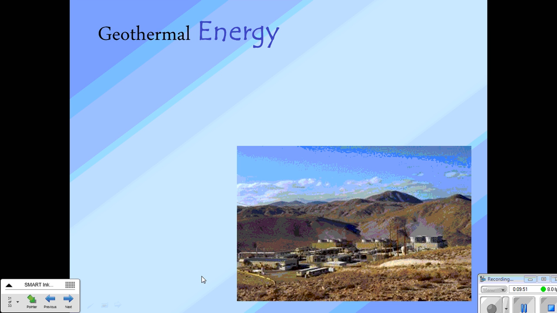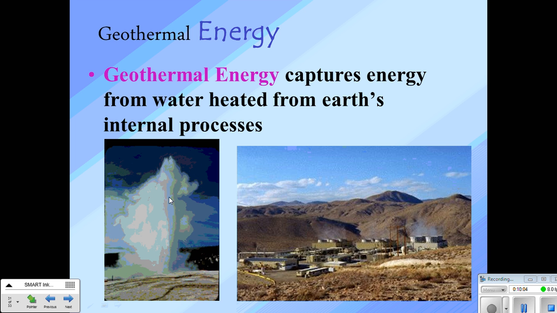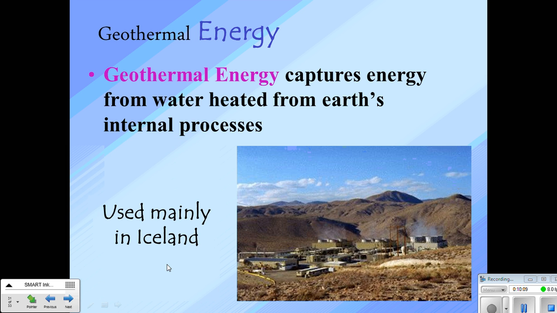Geothermal energy. Geothermal energy captures energy from the water heated from Earth's internal processes. Remember, we've talked about the deeper you go down in the Earth, the hotter it is. And then here you've got a geyser related to the geothermal energies. And it's used mainly in Iceland because that's right on that mid-Atlantic ridge where the tectonic activity is happening, and that's the ridge exposed on the surface there. So there's a lot of tectonic activity happening there. So it's easier to use there than maybe in an area in the middle of a tectonic plate that doesn't have any of that activity.